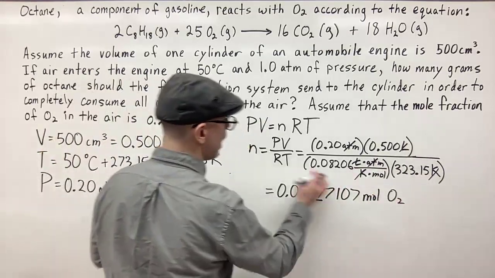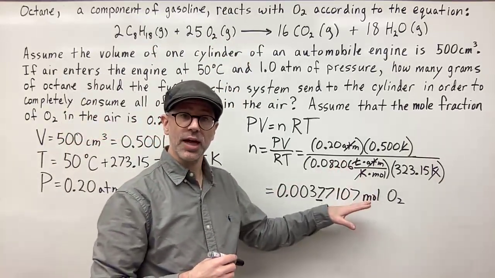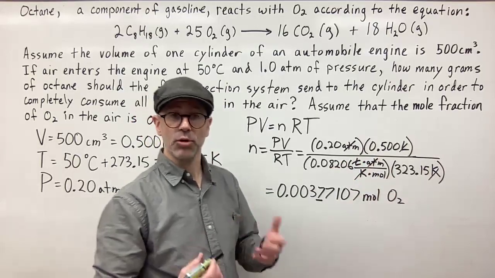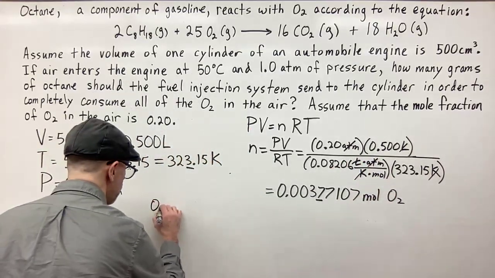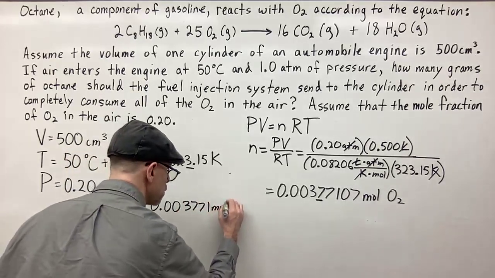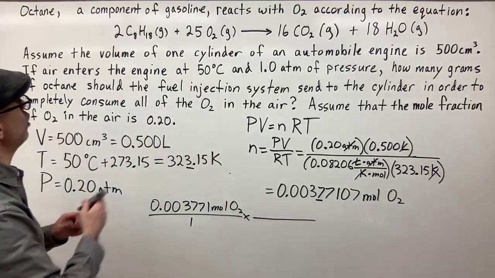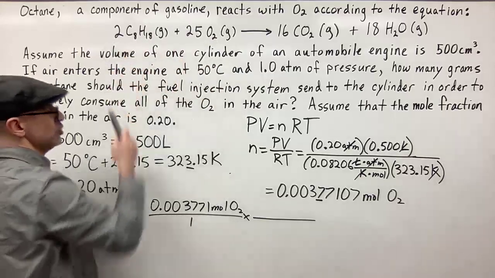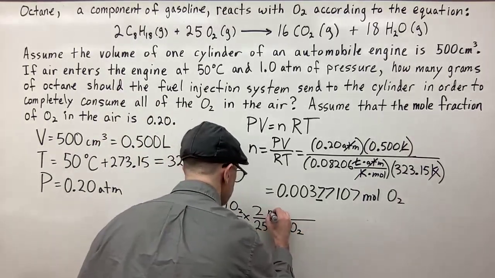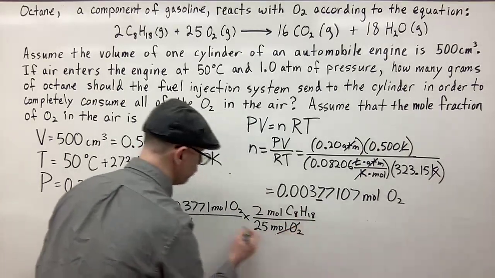So now that I have the moles of oxygen, I can use the balanced equation to convert moles of oxygen to moles of octane, and then convert moles of octane to grams of octane using the molar mass of octane. So let's go ahead and do that. So I have 0.003771 moles of oxygen over 1. The mole ratio between oxygen and octane is 25:2. So I'm going to put 25 moles of oxygen on the bottom, 2 moles of octane on top. Moles of oxygen cancel out.